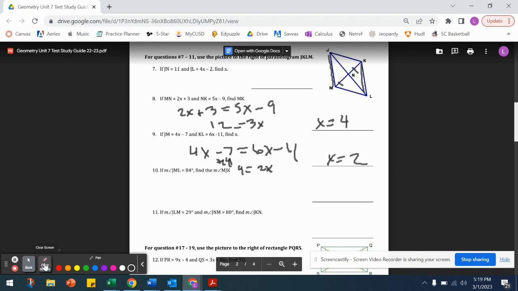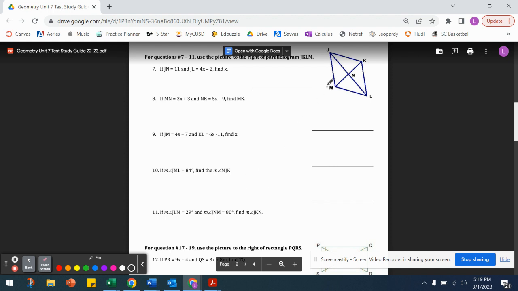X is going to be equal to 2. The following one says angle JML is 84. So this whole thing is 84, and it asks for what angle MJK is. Well, you know that opposite angles are congruent, so that would be 84. And these are called consecutive angles when they're on the same side, because remember, they are same side interior angles. Same side interior angles always add up to 180, which means if you take 180 minus 84, this is going to be 96.